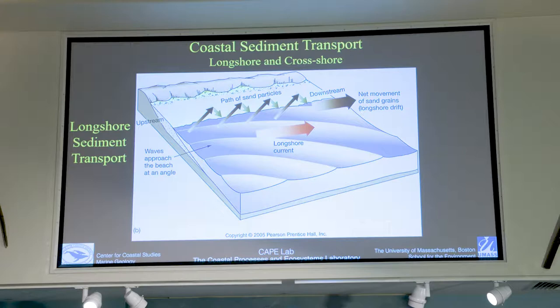So what happens has to do with the wave approach. Very rarely do waves approach perfectly parallel to the shore. They almost always approach at an angle, right? That's how surfers can surf, right? They surf down a wave. When you're sitting on that beach, on your towel, and you look out at the waves, you can kind of follow the wave as it breaks, right?